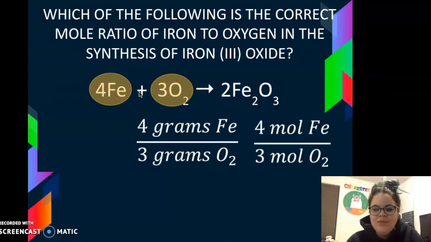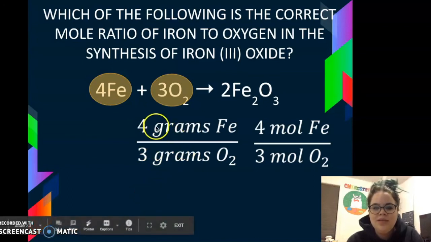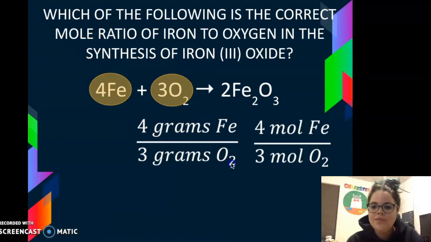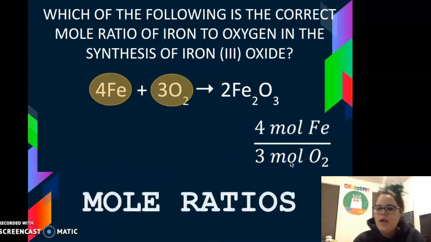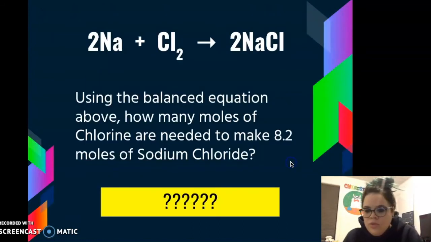Hopefully you were able to eliminate the second choice because the mole ratio has nothing to do with grams. You are just talking about moles. This is word for word a Regents question, and so they want you to look closely at the numbers and the units, okay?